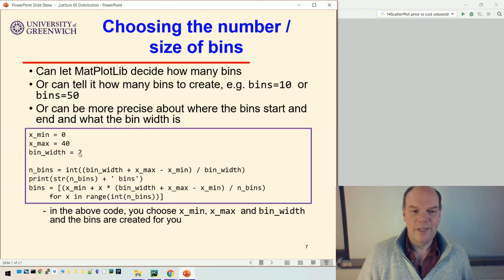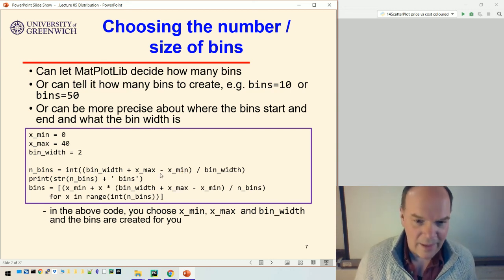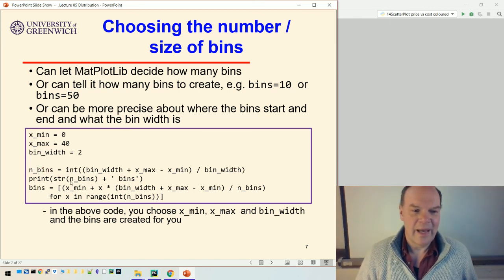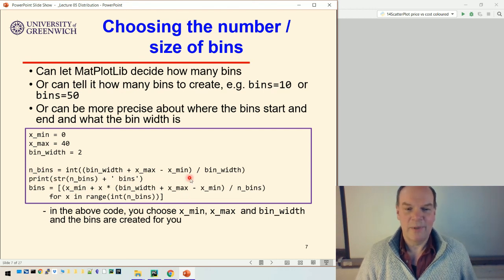If it goes from 0 to 40 and the width is 2, there's going to be 20 bins, and that gets calculated here and printed out. Actually, I think it's one more than that. No, sorry, it is 20 bins. Then this code creates the bins. You don't need to bother with this bit unless you're interested in the programming aspects of things. This bit will calculate the bins for you. You just need to decide what these values are: where's the lowest value, where's the highest value, and what width are the bins.